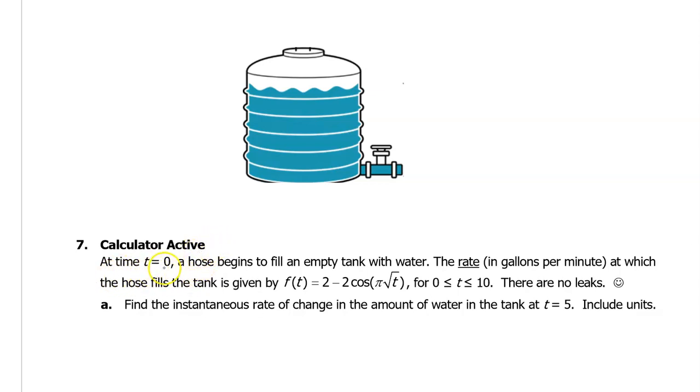At time t equals 0, a hose begins to fill an empty tank with water. The rate, in gallons per minute, at which the hose fills the tank is given by f of t equals 2 minus 2 cosine pi times the square root of t for the interval from 0 to 10. There are no leaks. Part A. Find the instantaneous rate of change in the amount of water in the tank at time t equals 5. Include units.